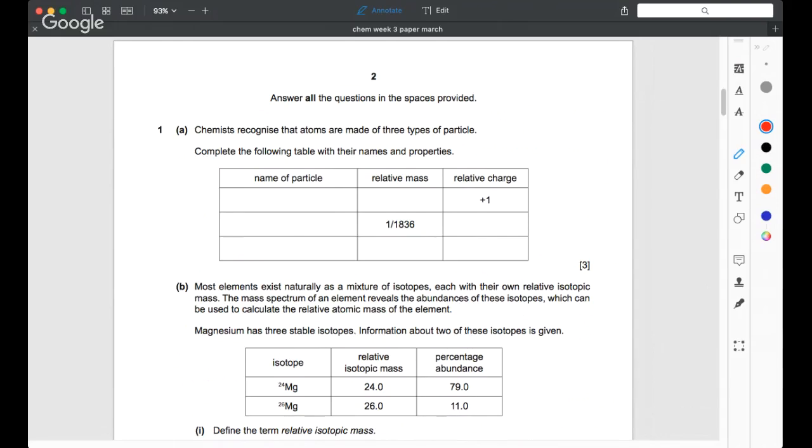Shall we start with question 1? I'll put this in the middle, so whoever is gonna ask a question can write this. The first question is: chemists recognize that atoms are made of 3 types of particle, and the following table gives their names and properties.